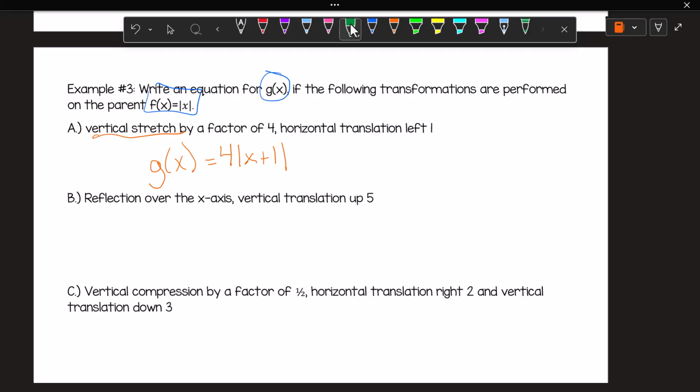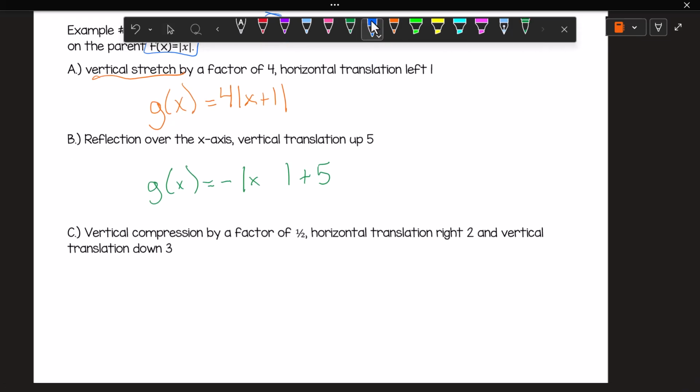Letter B, again, I'll do g of x equals absolute value of x. And now all I have to do is put in the numbers. Reflection over the x-axis means it's negative out front. Vertical translation up 5, so that's outside our parentheses, and it's +5 like it looks. You could put a -0 in there, but you don't have to inside the absolute value bars.